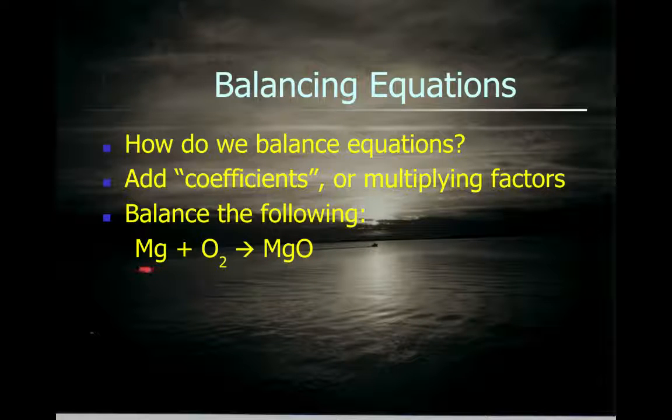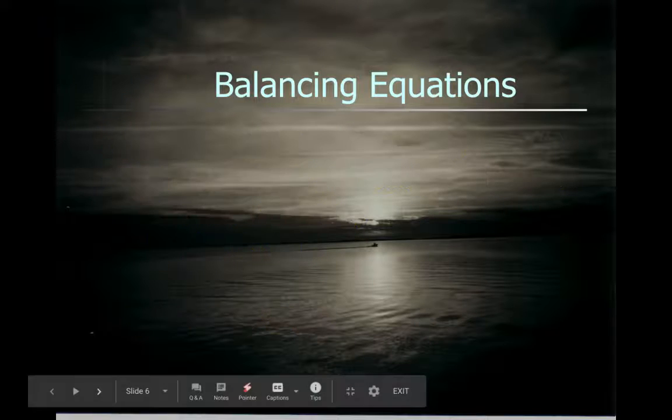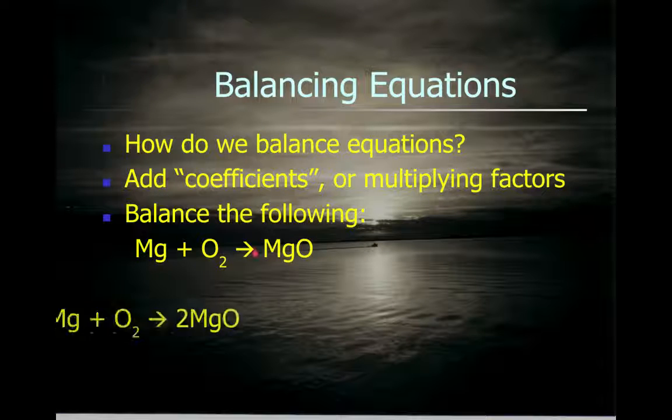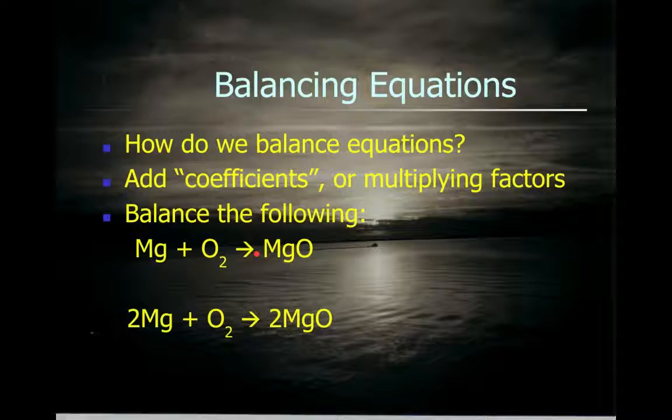On the left-hand side, we have one magnesium, and on the right-hand side, we have one magnesium. But over here, we have two oxygens, and over here, we only have one. Now, we can't just put a 2 down here and make it MgO2, because the formula for magnesium oxide, since magnesium is a +2 charge and oxygen is a -2 charge, is just MgO. So instead, you have to put the 2 out in front. So you put that 2 right there.